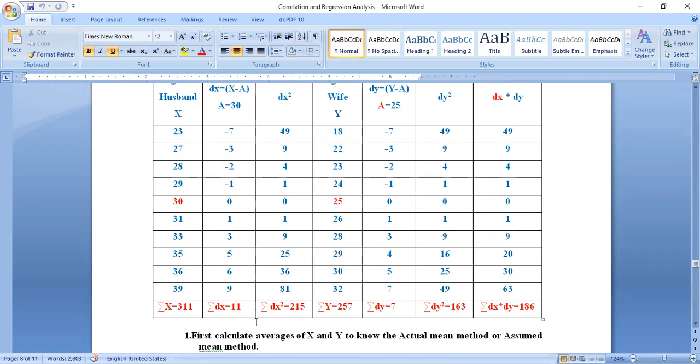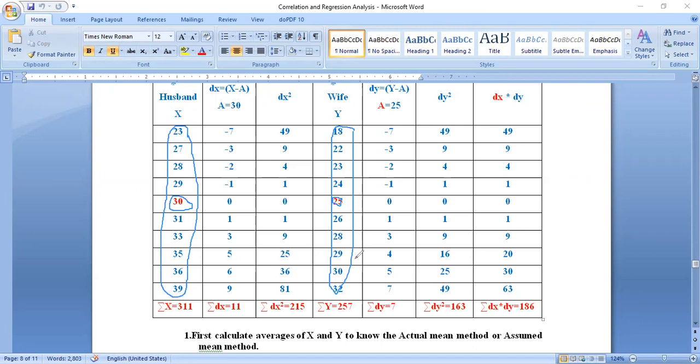Here all the values are given. From 23 to 39, these 10 values are there. You can take any number, either 23, 27, 28, 29, 30, 31, 33, 35, 36, 39. Any number you can take for subtracting the values in the x case, and in the y case also you can take any number. For our convenience I am taking 30, the fifth value, as the assumed mean, and in the y variable also 25.